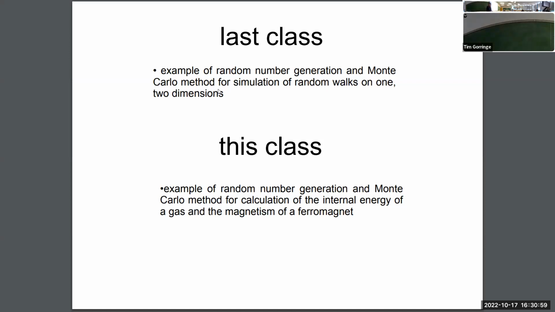Okay, I'll get started. Last class, we talked about Monte Carlo methods, random number generation for random walks in one-dimensional and two dimensions. The famous example of a random walk is the Brownian motion. In this class, I wanted to talk about further random walks that we will solve with Monte Carlo method, we'll solve with random number generation.